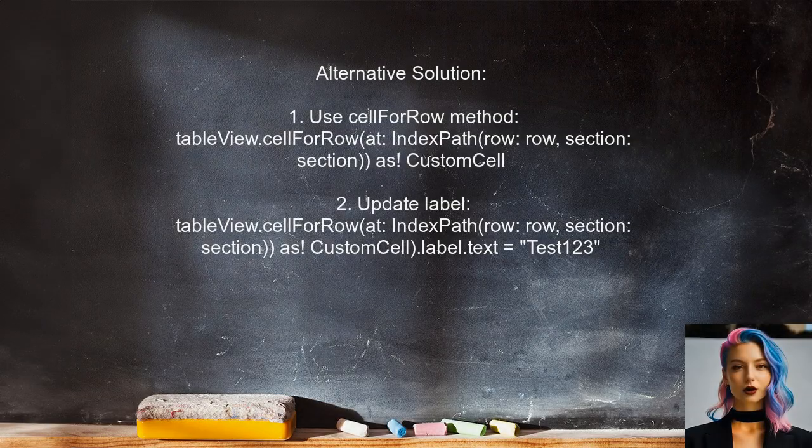Now, let's see a response from a different user. An alternative solution provided by another user is to use the cellForRow method. You can refer to a specific cell by using the code view.cellForRow IndexPath row section as custom cell.